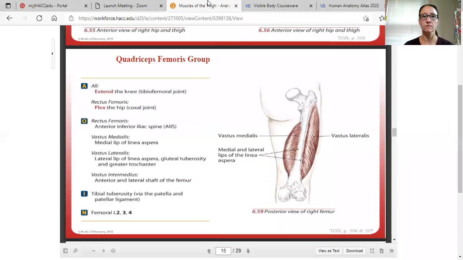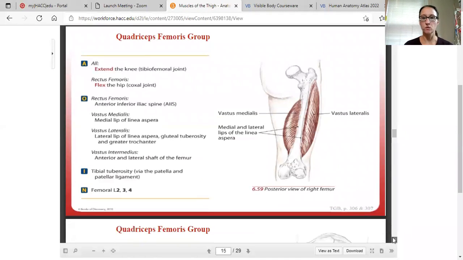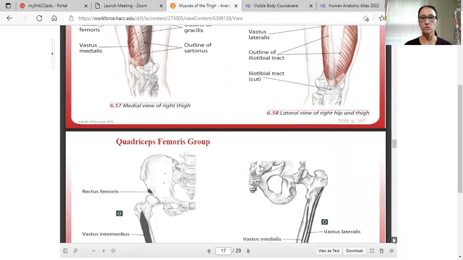This video is going to be the hamstrings. So we're just going to get started right away. Page 311 in your book is where this begins. So we're going right into the hamstring group.